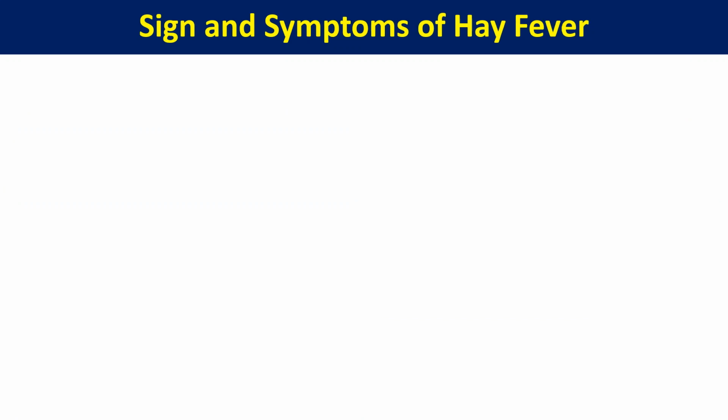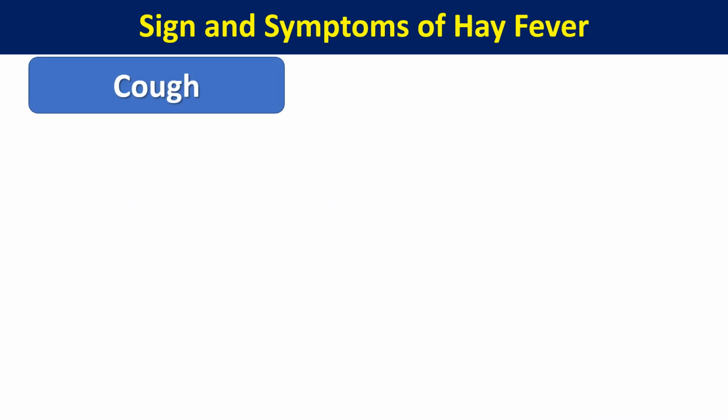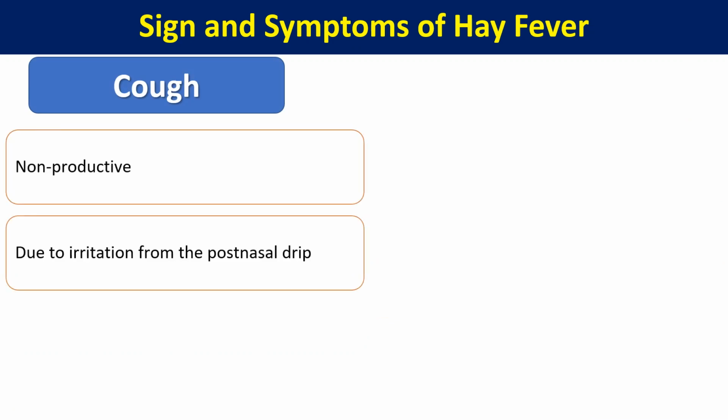Then the fifth symptom will be coughing, which is non-productive coughing. It means no sputum comes into the mouth. Due to irritation from the post nasal drips, we are going to have coughing, but nothing will come out.